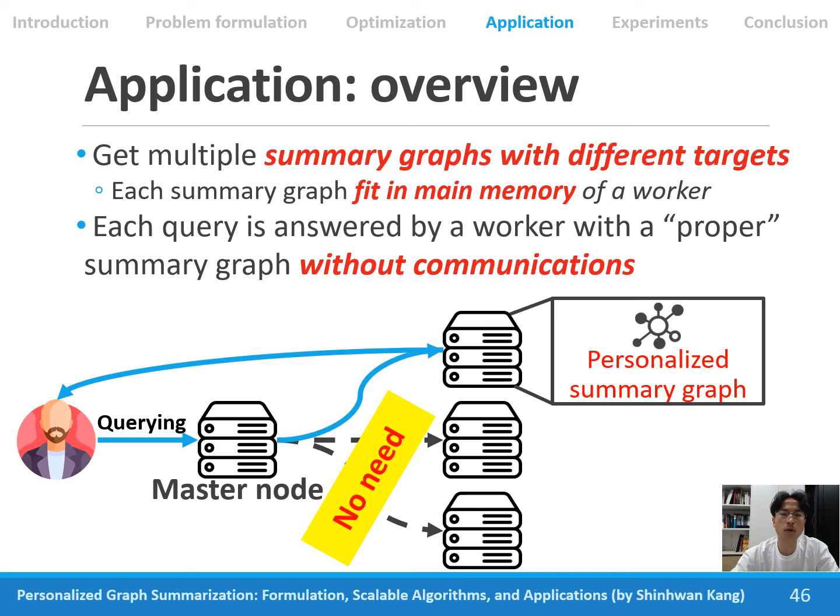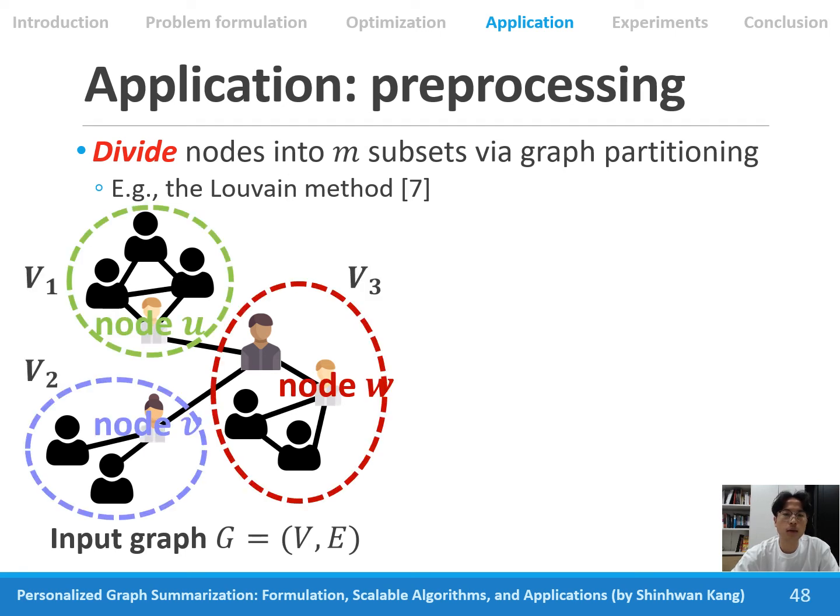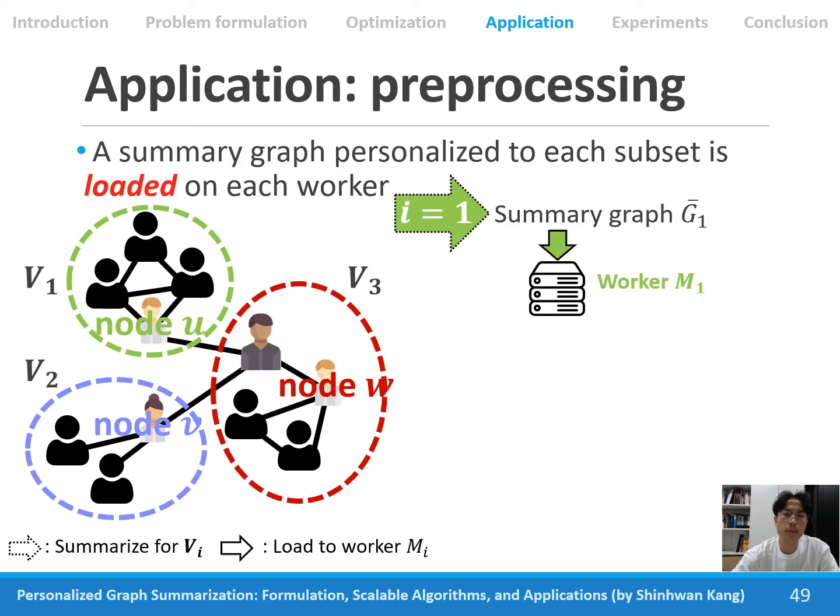Let me describe how queries are answered in a communication-free way step by step. Given a large graph, we first partition the node set into subsets. To this end, we use the Louvain method, while any graph partitioning method can be used instead. In this example, we suppose that nodes are partitioned into three subsets V1, V2, and V3, and there are users U, V, and W in each subset.